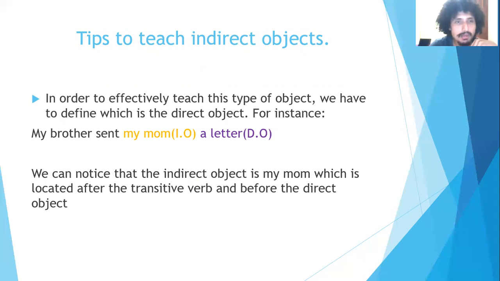For instance, my brother sent my mom a letter. First, we notice which one is the direct object. Okay, a letter. And then we can easily notice that my mom is the indirect object because the indirect object is always located after the transitive verb and before the direct object. That's the rule. It's like saying, I give my mother flowers. My mother is the indirect object and flowers the direct object.